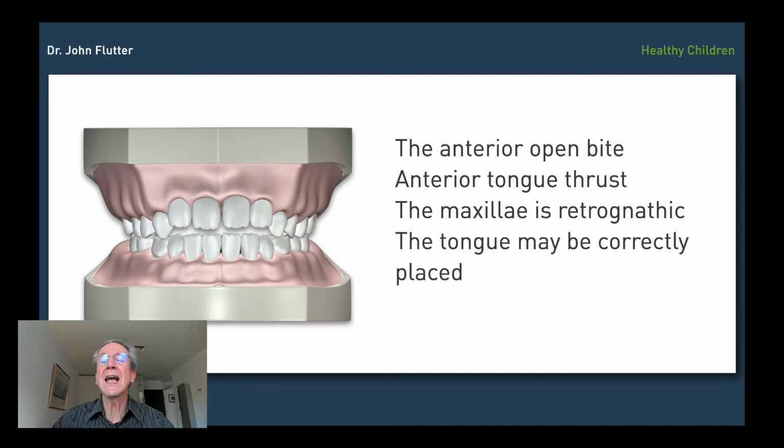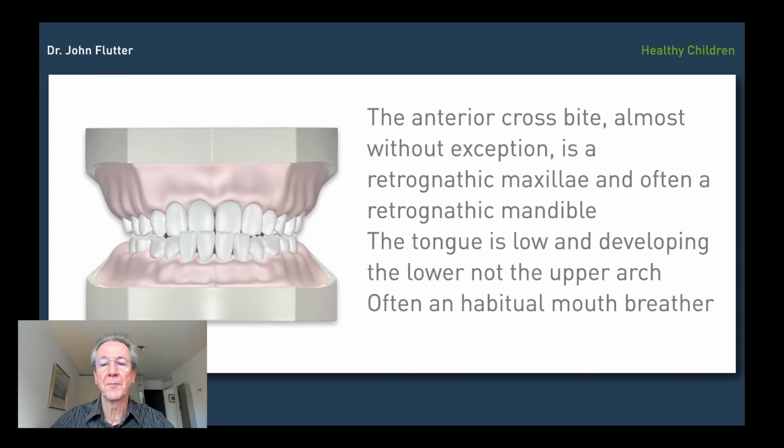When we have an anterior open bite, it's one of the most difficult patterns to correct in the permanent dentition because relapse is so high. But if we can get the maxilla forward early in life and get the tongue to support it, then we can prevent these anterior open bites being such a problem in the late mixed and permanent dentition.